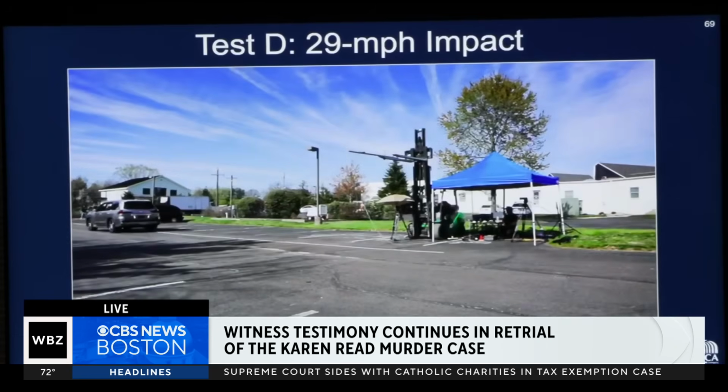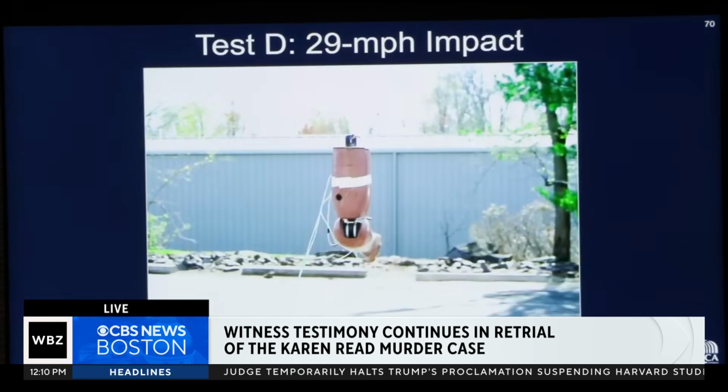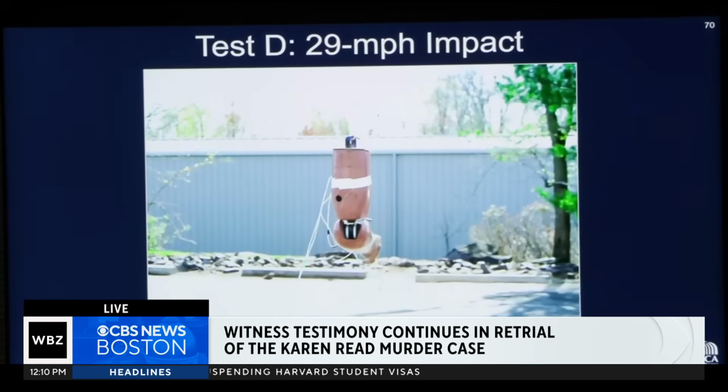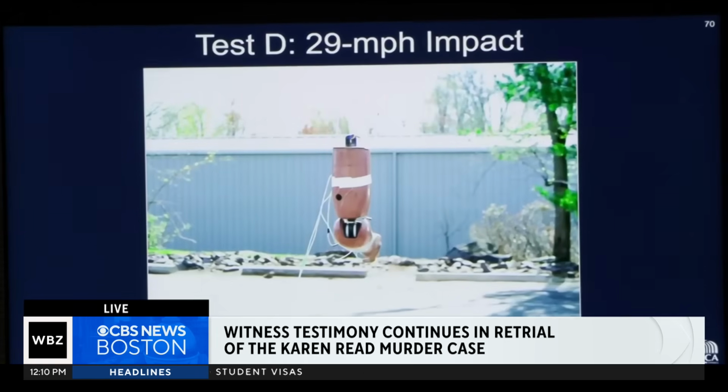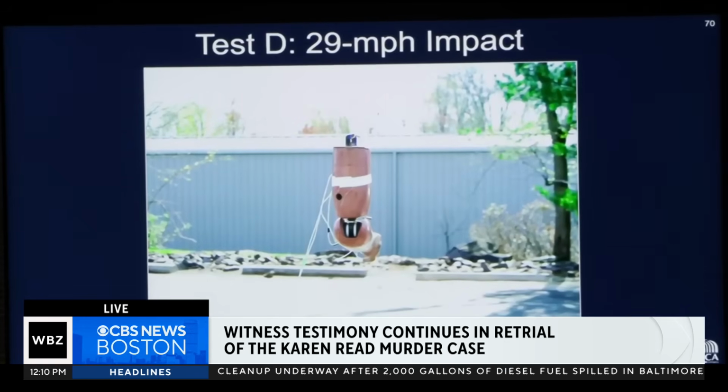Next slide, please. And what is this? This is a high-speed video, so slow motion, of test D at 29 miles per hour into the ATD arm that is suspended. So you'll see the Lexus enter the frame from the right and impact the arm.